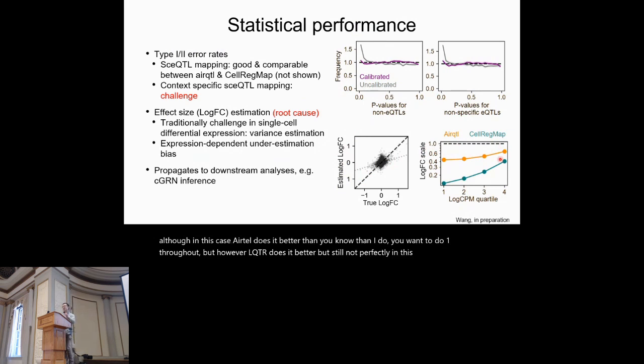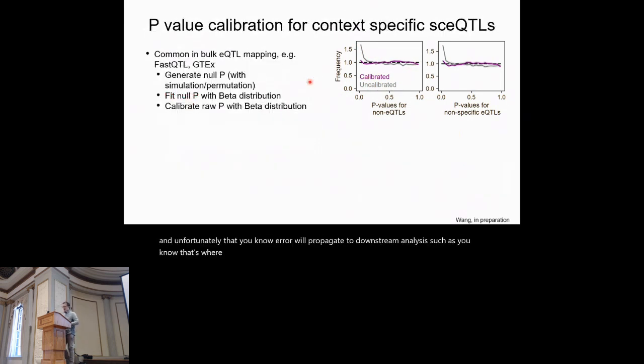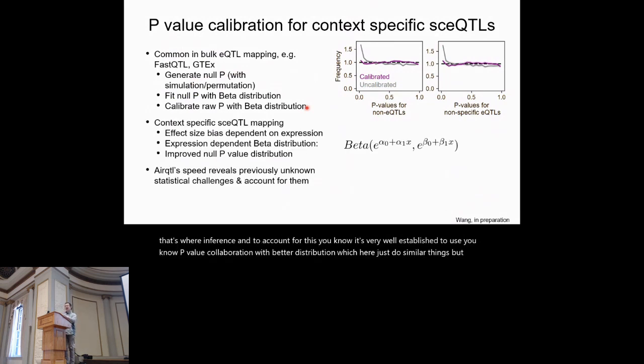In this case, imagine one gene that just has different expression levels between 2 cell types, but the eQTL effect size is actually the same. However, just because you have different expression levels, that will lead to different amounts of underestimation bias in the effect size, and then give rise to a false positive in the context-specific eQTL mapping. And we believe this is what we see. Unfortunately, that error will propagate to downstream analysis, such as network inference. To account for this, it's very well established to use p-value calibration with a beta distribution, which here does similar things, but however the bias is dependent on expression.